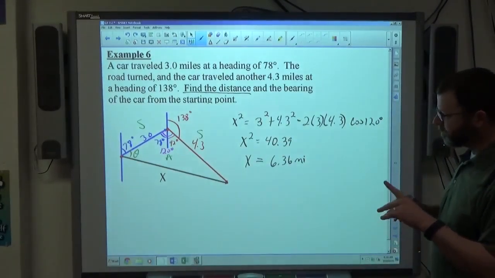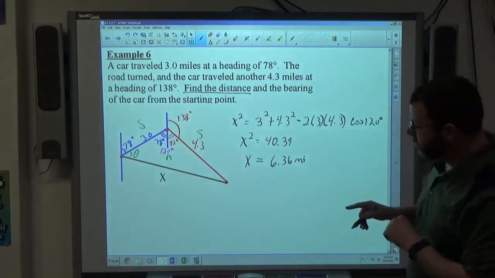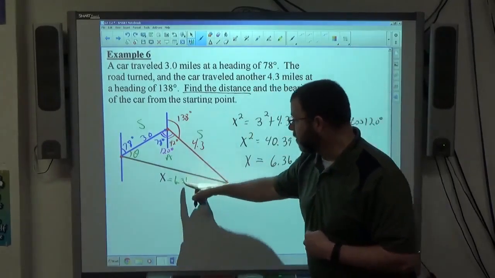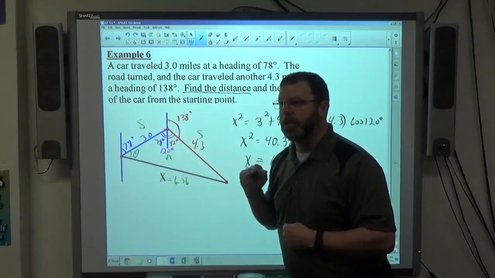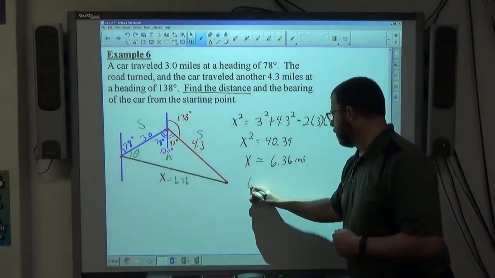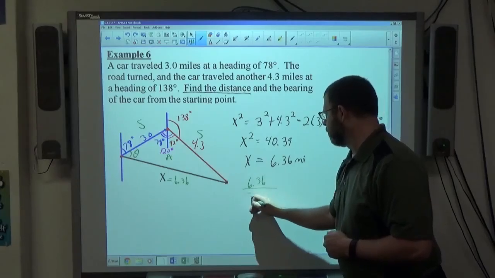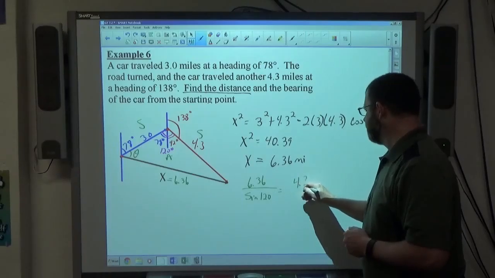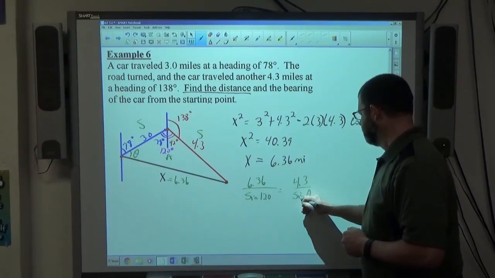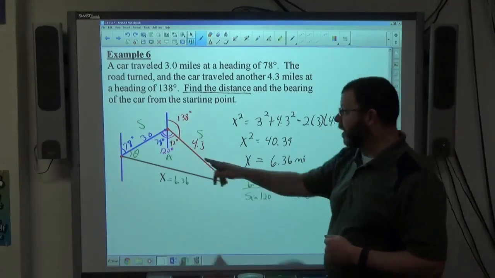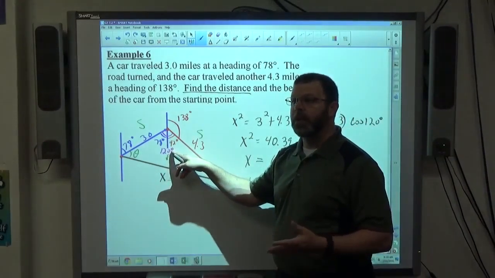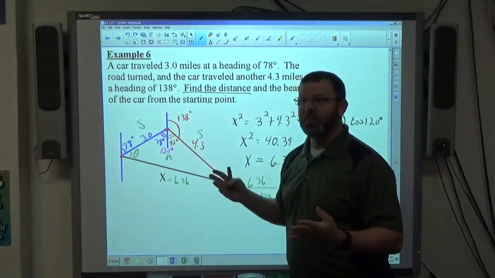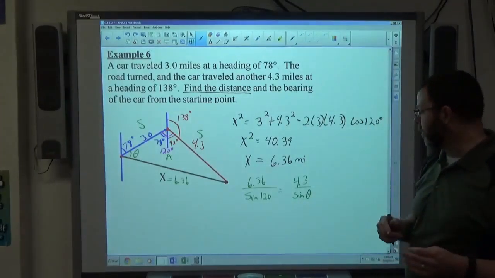Looking at the diagram, we know this is 6.36 now. So the law of sines: 6.36 over the sine of 120 equals 4.3 over the sine of theta. Obviously theta is going to be an acute angle because 120 degrees is an obtuse angle. So even though it's a side-side-angle situation that I'm using to get the missing piece, theta is going to be acute, so we only have to take an acute measure.